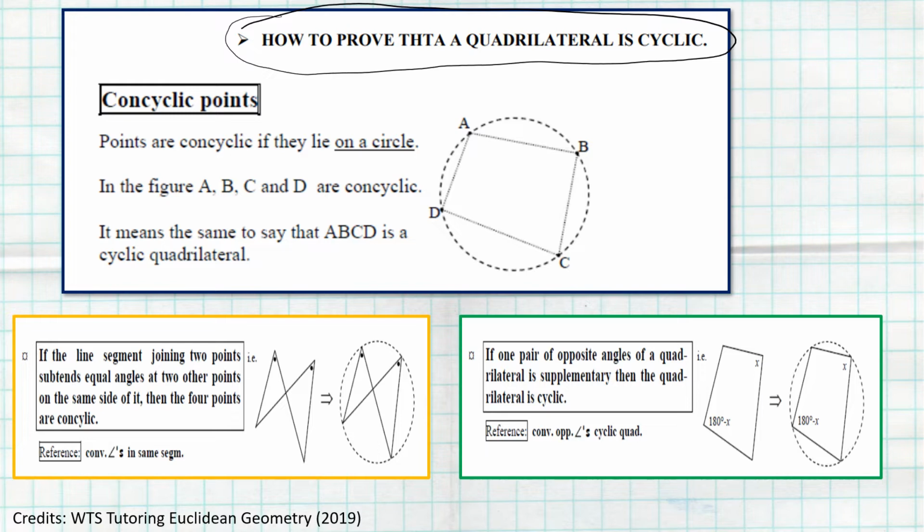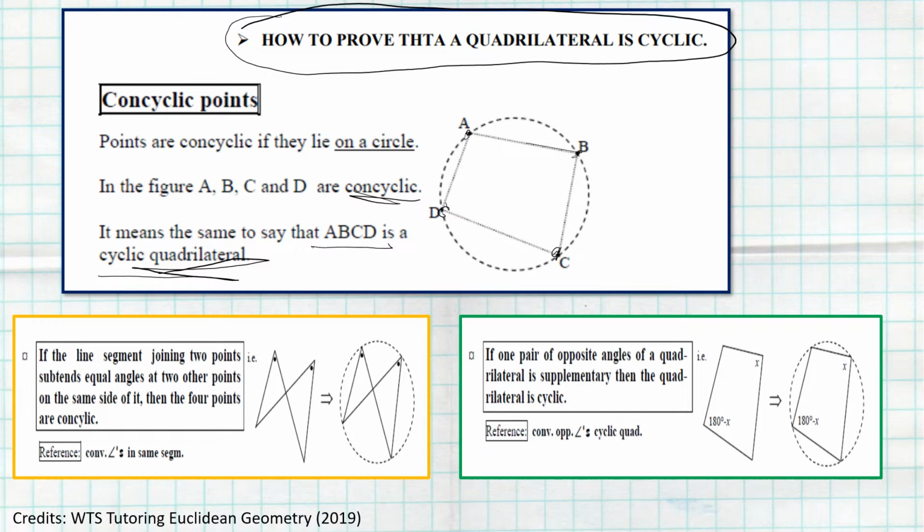There are conditions within each of our ways: if you have something like this, and you can prove this and this, then you can finally deduce that it is a cyclic quadrilateral. Before we go into that, let's first explain what concyclic points are. Concyclic means the points lie on the circumference of the circle. So we can deduce that A, B, C and D are concyclic because they lie on the circumference, which means ABCD is a cyclic quadrilateral.